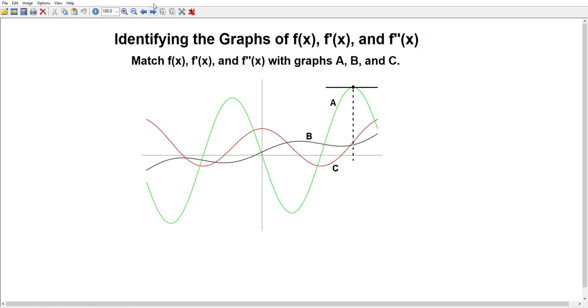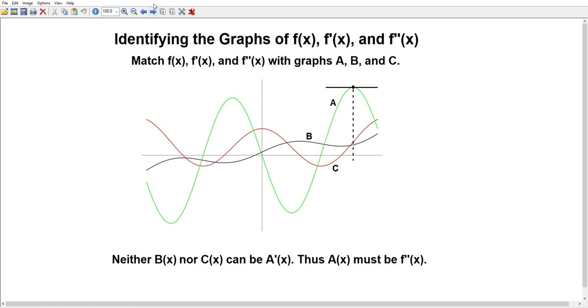And what we note here is that neither b of x nor c of x is 0 at that point. Thus, neither b of x nor c of x can be a prime of x. Thus, a of x must be f double prime of x, because only f double prime of x does not have a derivative that is graphed in this figure.